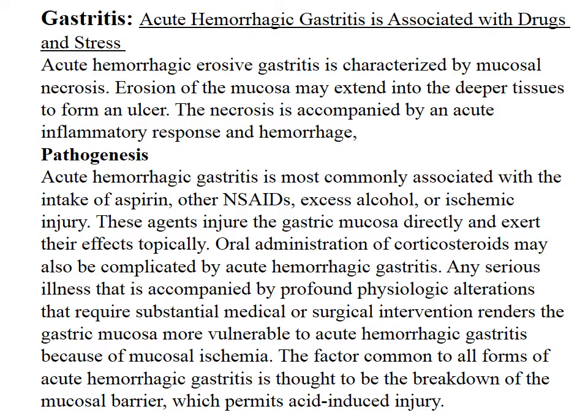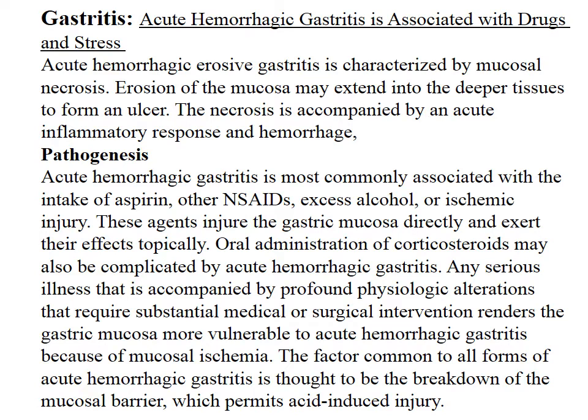Gastritis is either acute or chronic. Acute hemorrhagic gastritis is associated with drugs and stress. This is acute hemorrhagic erosive gastritis characterized by mucosal necrosis. Erosion of the mucosa, يعني ثقوب بالmucosa, may extend into deeper tissues and form an ulcer, تتحول إلى قرحة. This necrosis is accompanied by acute inflammatory response and hemorrhage.